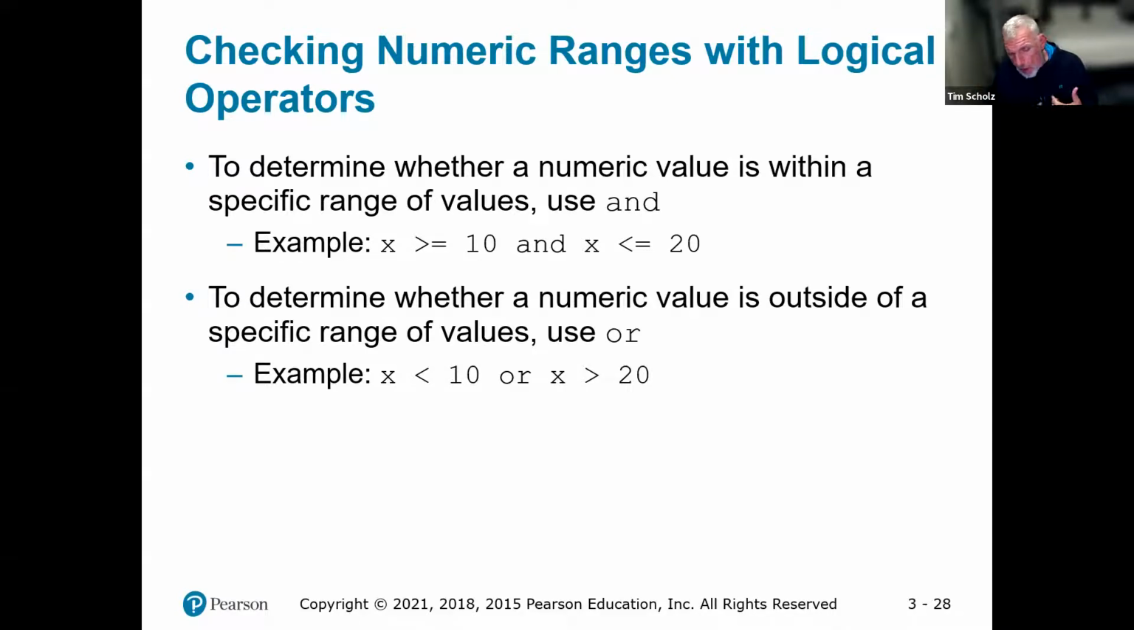If I want to look for everything that is not in this range, one way I can do it is say, if X is less than 10 or X is greater than 20, that puts it outside of the range. So you see the logic here. If you're looking for a specific value within a range, you can use the and operator. If you're looking for values outside of that range, you can use the or operator, and that will give you the results.